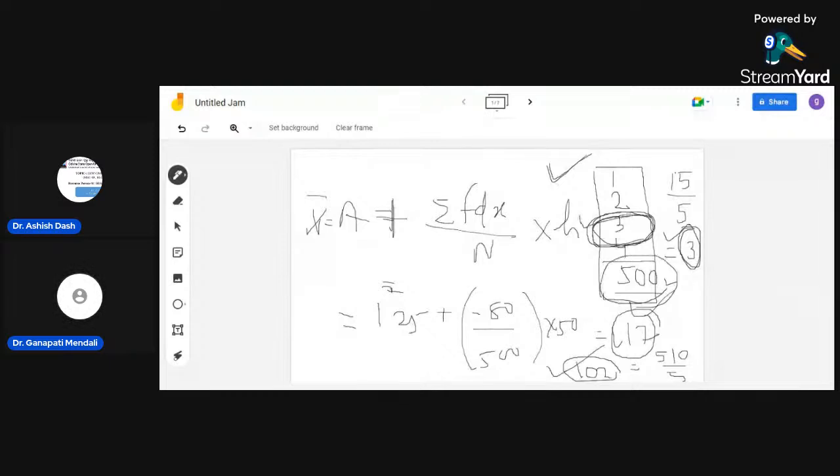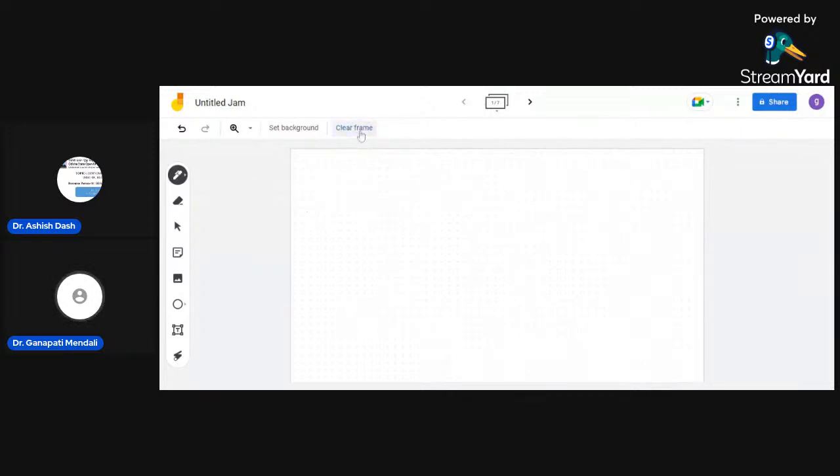The second demerit is that it cannot be calculated if the data has open-ended classes. What are open-ended classes? Earlier we took income. Suppose the income classes are 0 to 50, 50 to 100, and the last one is 250 to 300. This is our class interval for income.